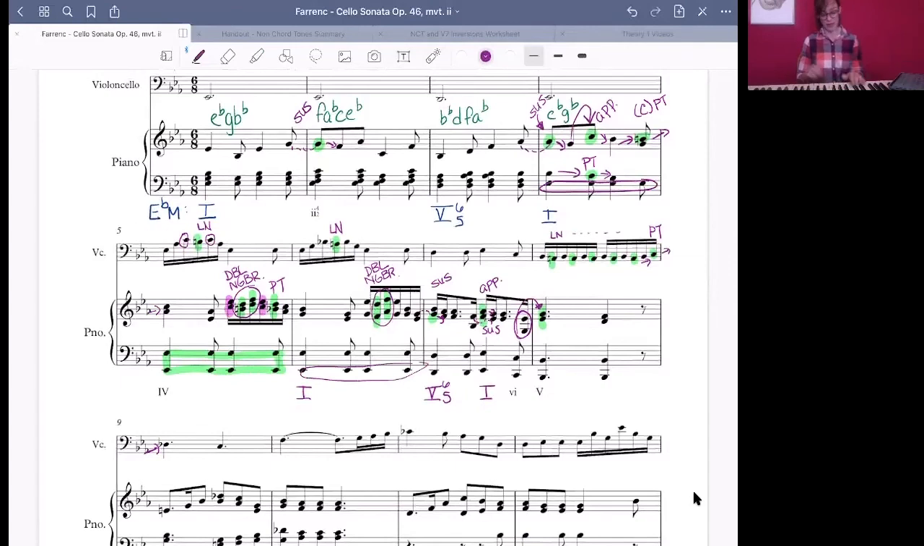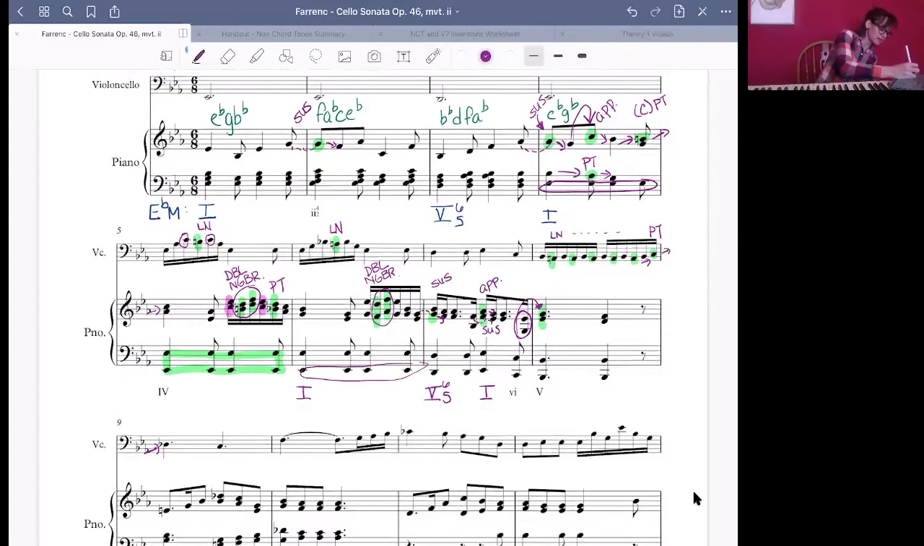So we went, in essence, from here to here to here. So it went from 1 to 4, but the bass stuck around, and then back to 1. Now, the E flat is not a non-chord tone, right? It's still a member of the 4 chord. It's still a member of that triad.